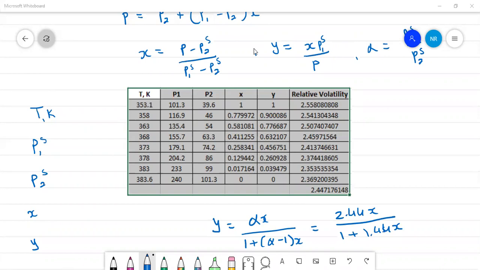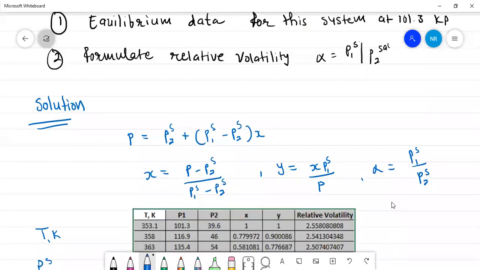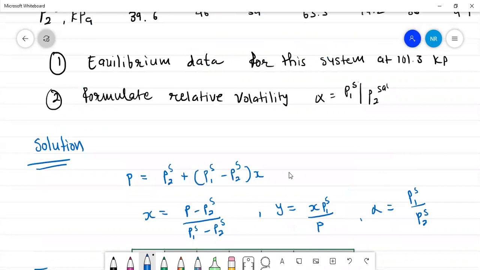Yes, Devanshu, the total pressure given here is 101.3 kilopascal. Yes, 101.3 kilopascal is given. Okay, so it is the total pressure given here.